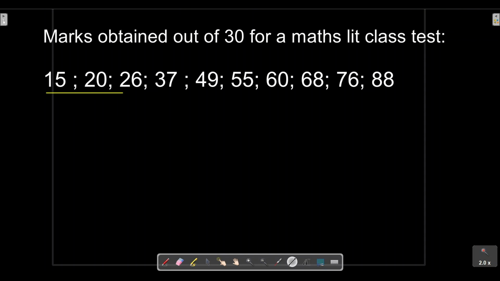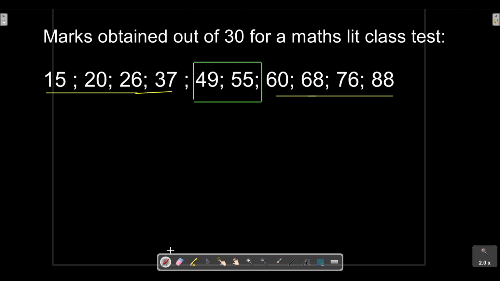Okay, so let's see. I'm going to count 3 on the left, and 3 on the right. Remember, we want to have two values in the middle. So that means I need to count another one there. So it's counting 4 on the left and counting 4 on the right. Okay, so we can see from what I've highlighted that our Q2 value is going to be a value that is in between 49 and 55.